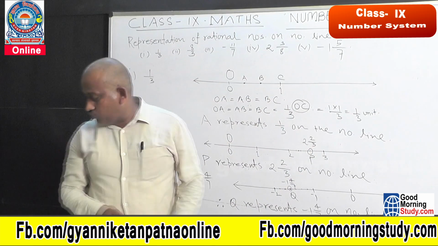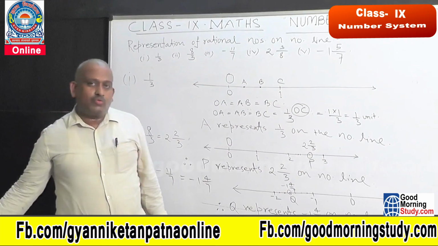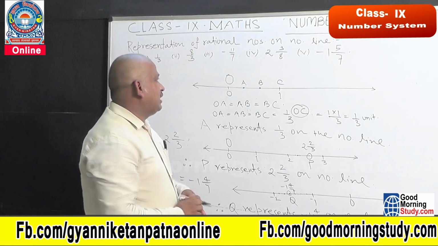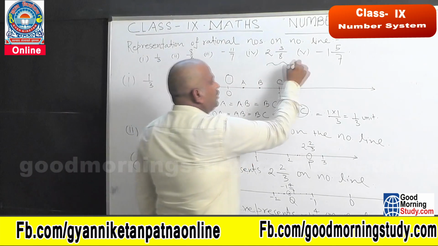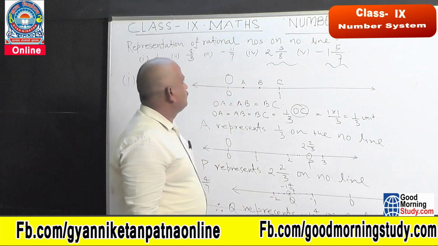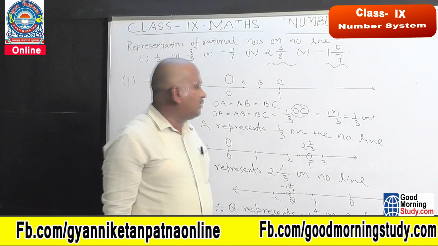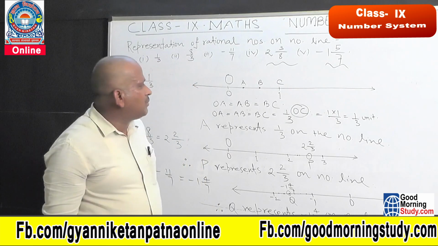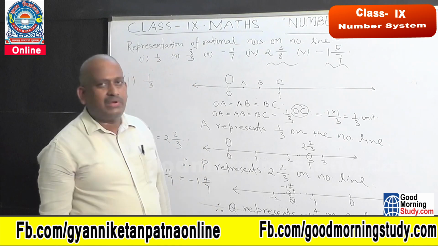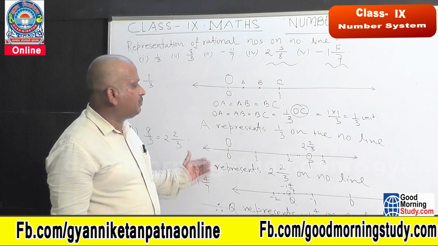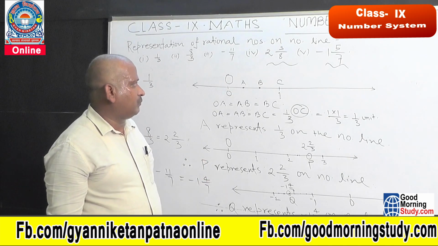I am having 2 more questions. That 2 questions I am leaving for you, as I think you can do them, since 3 questions I have already explained. And children, remember this thing, each and every rational number you can represent on the number line.